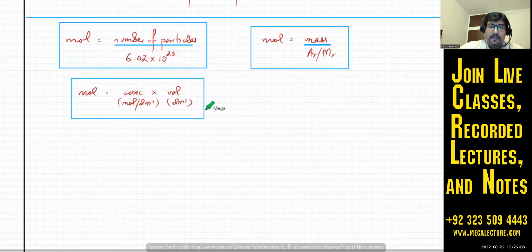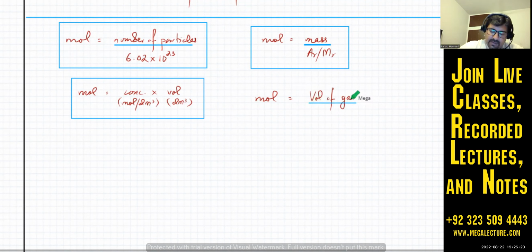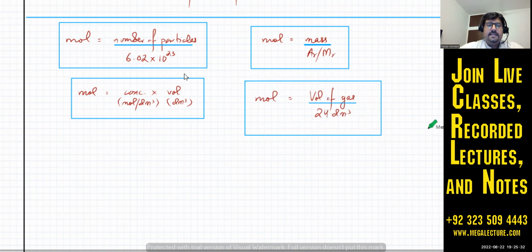So that was my third formula, and then I had the last formula, which was moles is equal to volume of gas divided by the molar volume, which is 24. So that's the last formula.